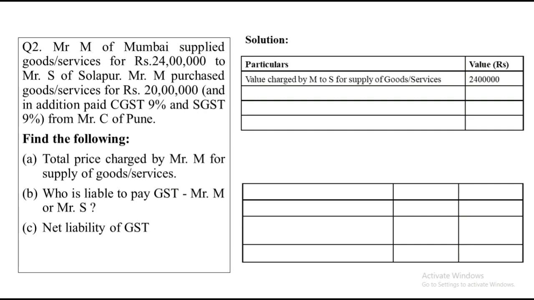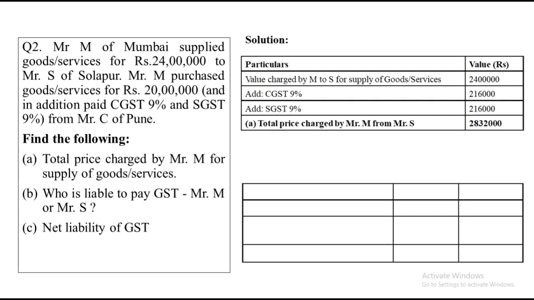24 lakhs rupees. On the 24 lakhs, we'll have to add CGST, which was 9%. So 24 lakhs ka 9% will come to 2,16,000. Same way, we need to add SGST of 9%, which is again 2,16,000. The total amount that is charged by Mr. M is 24 lakhs plus 2 lakhs 16 plus 2 lakhs 16, which comes to 28 lakhs 32,000. That's the total price which was charged by Mr. M, okay, to Mr. S.